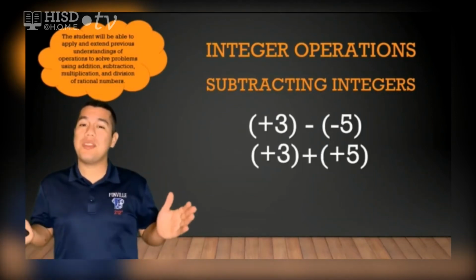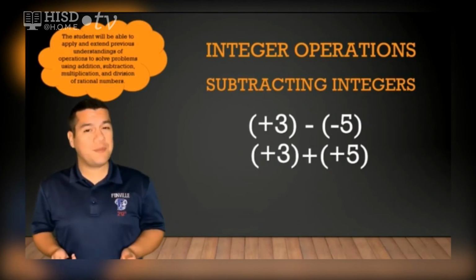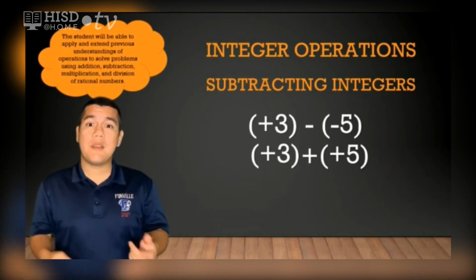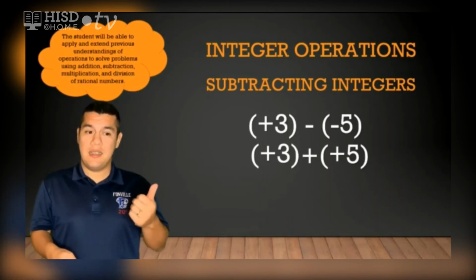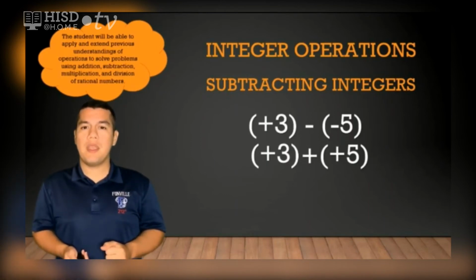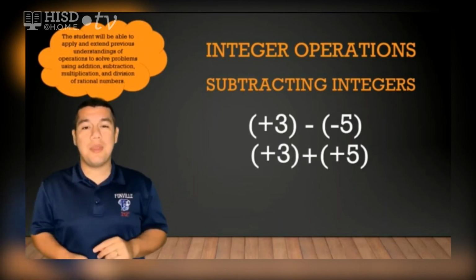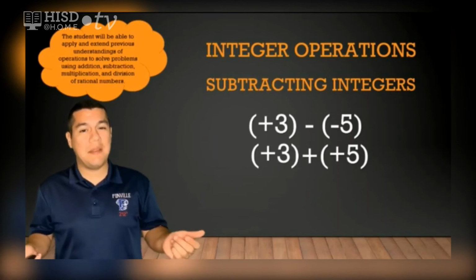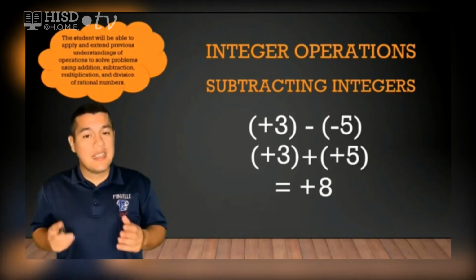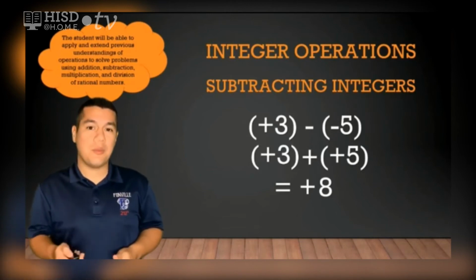We have positive 3 minus negative 5. Well, since we said that the minus means adding the opposite, I can rewrite this as positive 3 plus positive 5. And that will make it easier because now I can do the last two rules, which tell me that if they have the same sign, I just add them and keep the sign. So that means that my result is gonna be positive 8. This is an easy way for you guys to solve operations with integers, including subtraction.